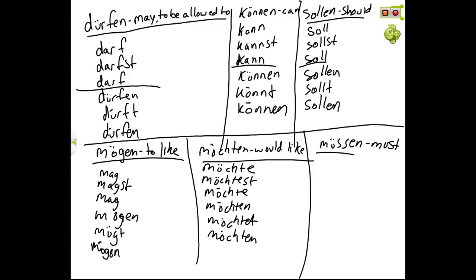And the last one, müssen, this one drops the umlaut for the first 3 forms and then keeps it for the last 3 forms. Ich muss, du musst, sie es muss, wir müssen, ihr müsst, sie müssen.